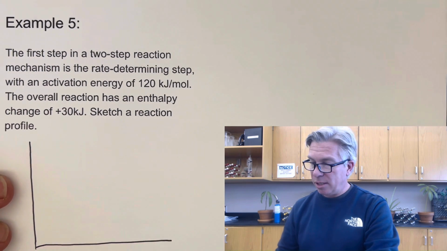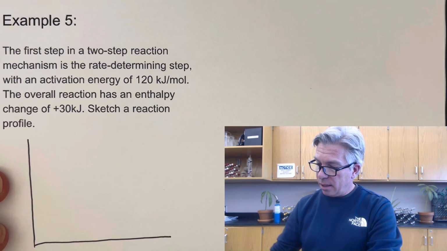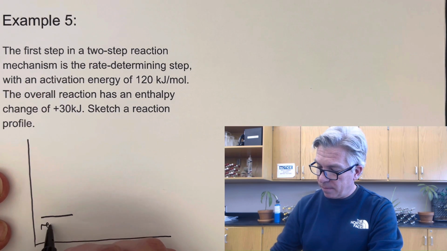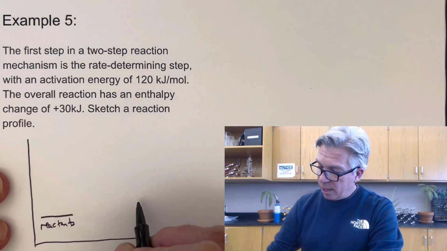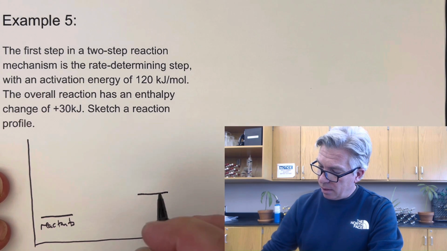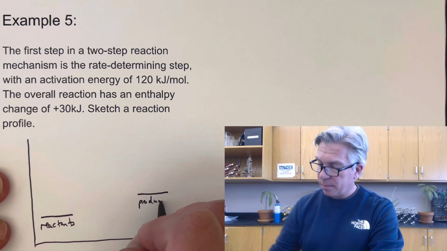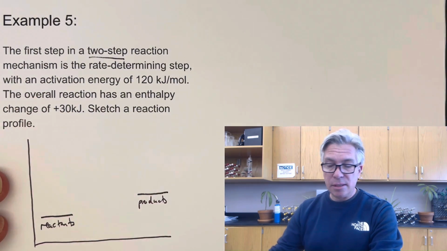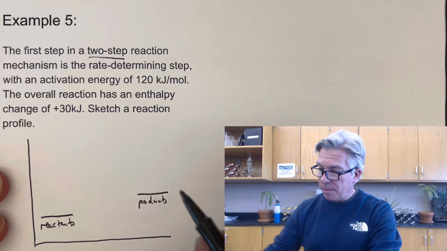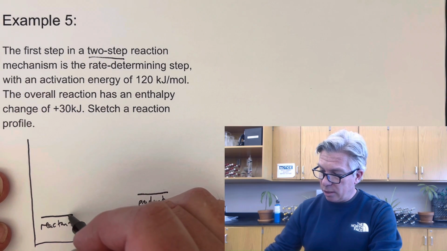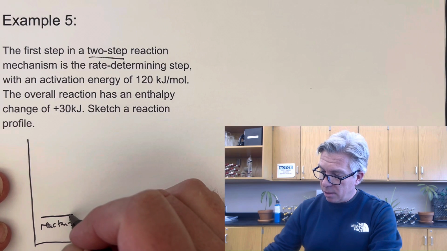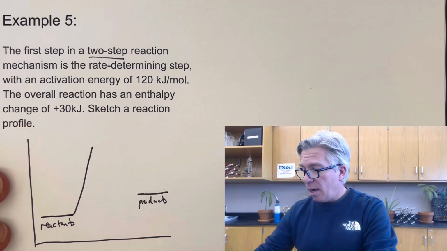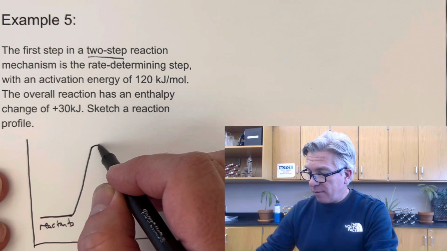Let's give ourselves some space to work. And I'm going to say plus 30. All right, so I'm going to start low with my reactants. And I'm going to end up at plus 30 with the products. Okay. In between, I need two peaks because it's a two-step mechanism. The first step has an activation energy of 120. So this is going up 30, so let's go up approximately four times that. And then we're going to kind of crest that first peak.